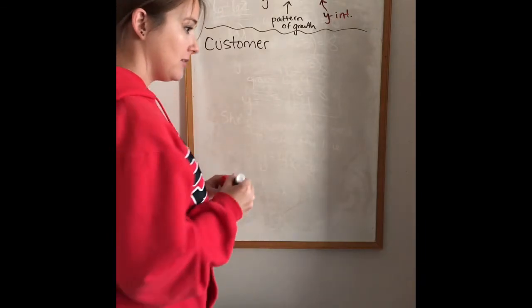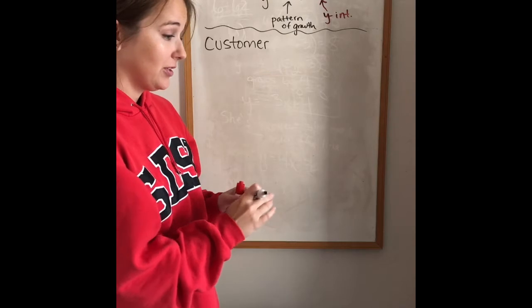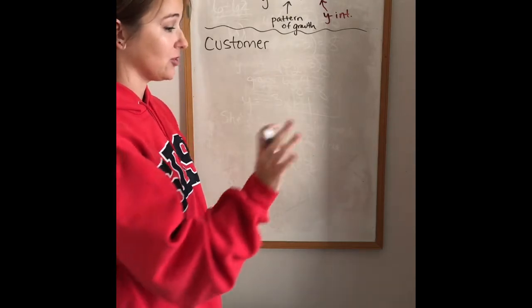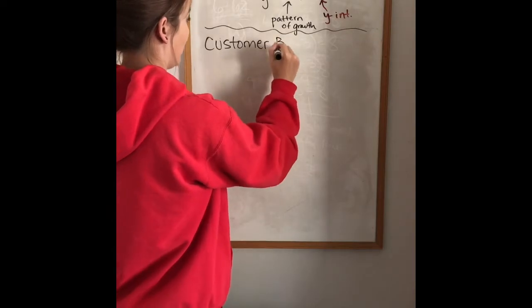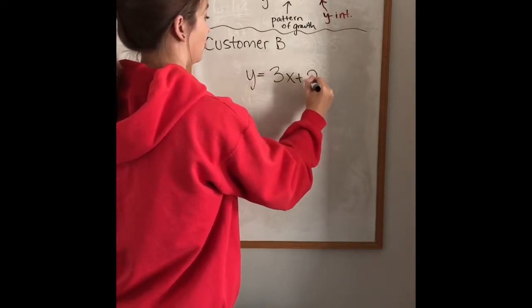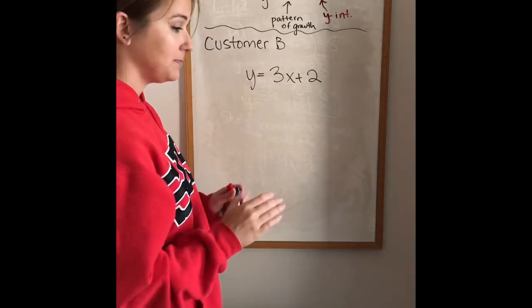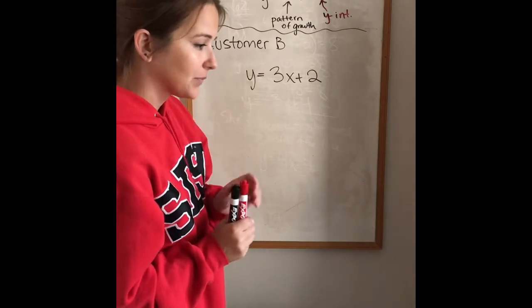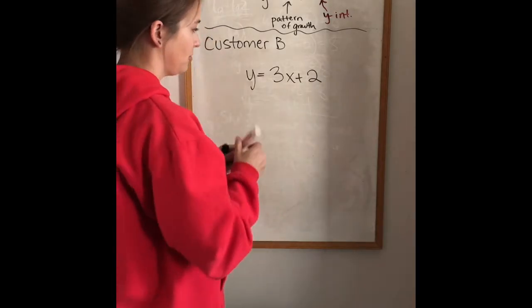Customer B, oh, so it shows you a graph, and I'll take the phone off my thing and show you the graph, but he wants this line. Customer B wants y equals 3x plus 2. So once we look at the graph, which is right in your book, you want to notice if the line intersects the y at 0, 2.